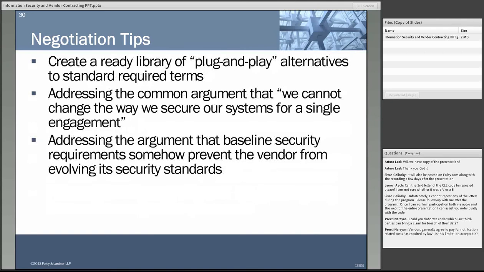You also want to think about, oftentimes you talk about having alternative provisions at the ready, almost like a playbook, so that if something doesn't work, you can approach the situation with alternative provisions that may work. You also often hear from vendors that they can't change the way they secure systems on a single engagement, and a lot of times you need to really understand that the vendor may have ways of securing it that are appropriate.